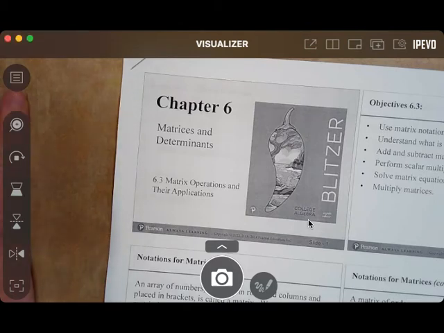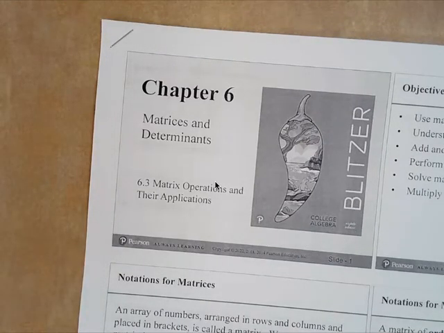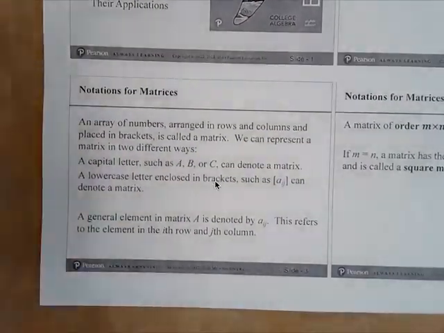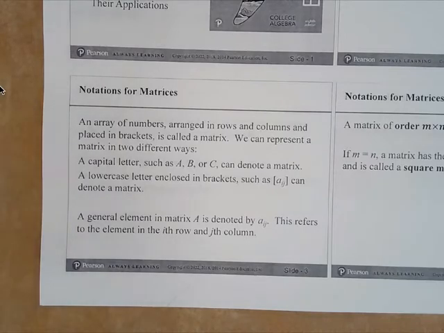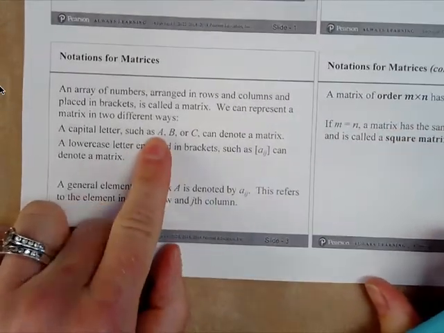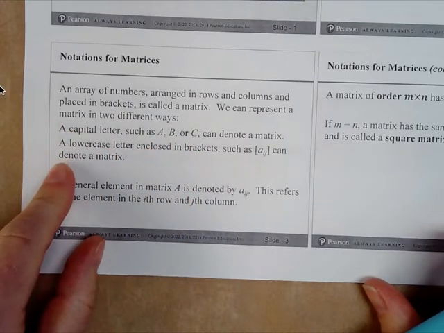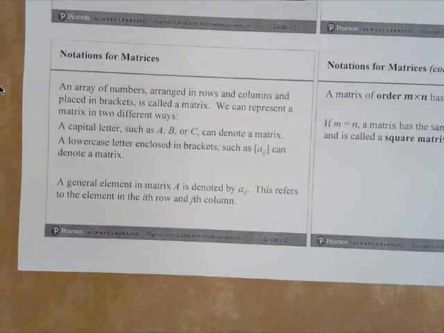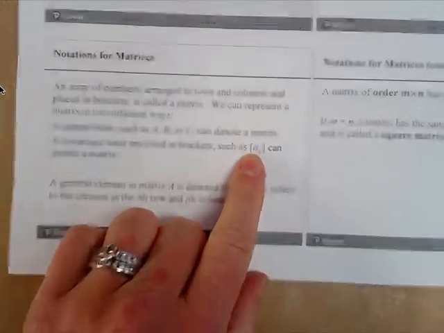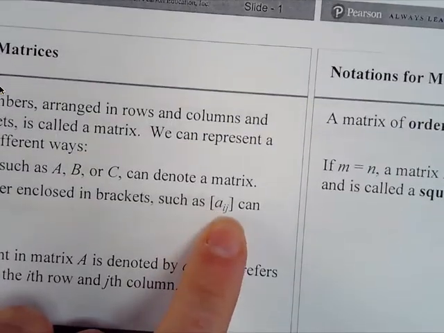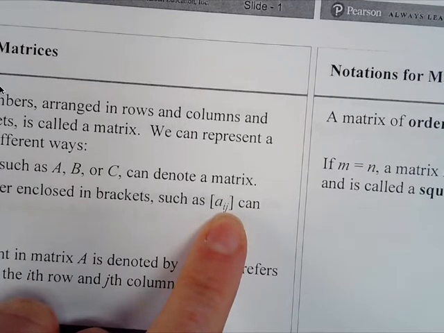Let's look at 6.3, which is all about matrix operations. So we have dealt with matrices, but we really haven't talked about notation. So we're going to talk about some notation. We name a matrix by its letter, like matrix A, B, or C, or any other letter. We talk about the entries inside of a matrix using a letter, like this would be from matrix A, and then i is the row number and j is the column number.